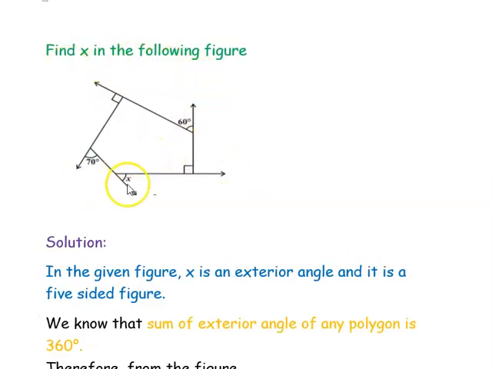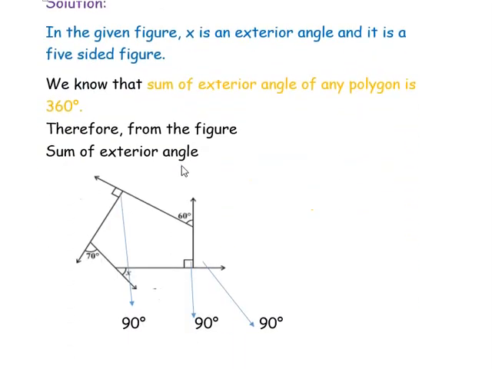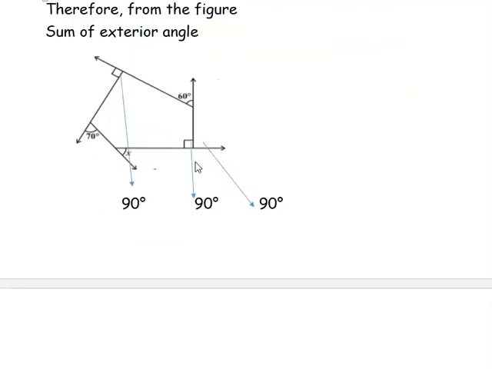If you look at the figure, x is an exterior angle and the other given angles are 70 degrees, this is a 90 degree angle, and this is 60 degrees. So all these four angles are exterior angles, and the other angle given is a 90 degree angle, which is an interior angle. The first step is, we know that the sum of all the exterior angles of any polygon is 360 degrees. Therefore, from the figure we are going to add all the exterior angles.